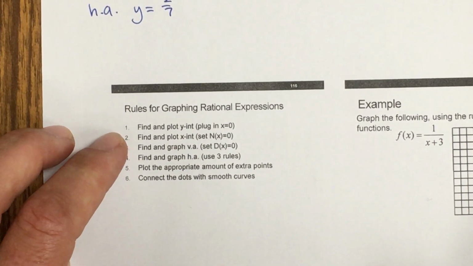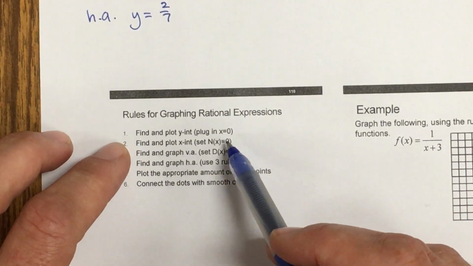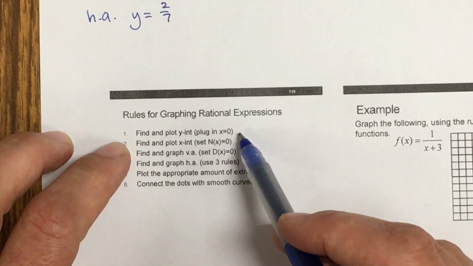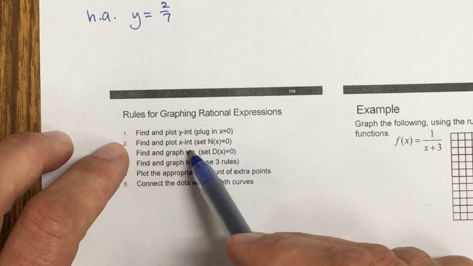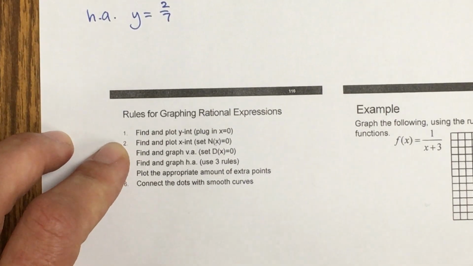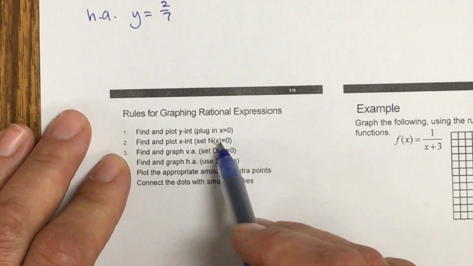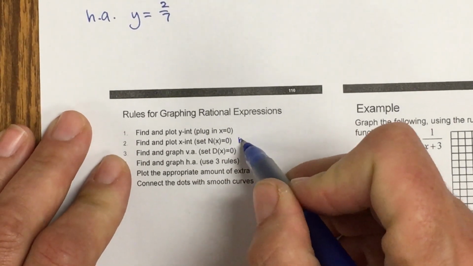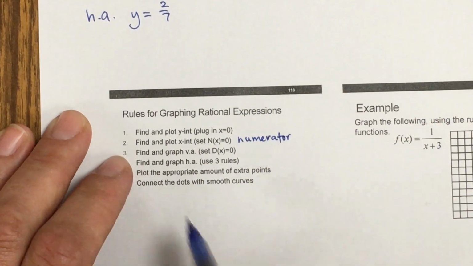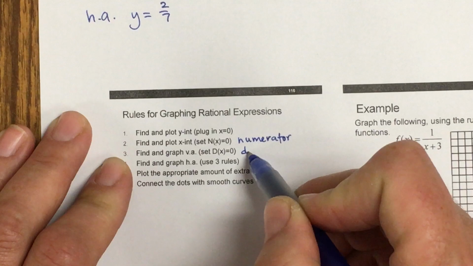We're going to find and plot your y-intercept. We are going to plug in x equals 0 and see what our y-intercept is. We are going to find our x-intercept. How do you find an x-intercept? You let y equal 0. Oh, I'm sorry, that's not y equal to 0, that's your numerator. Let's put that in parentheses here. Okay, and then find and graph your vertical asymptote. That's going to be set your denominator equal to 0.